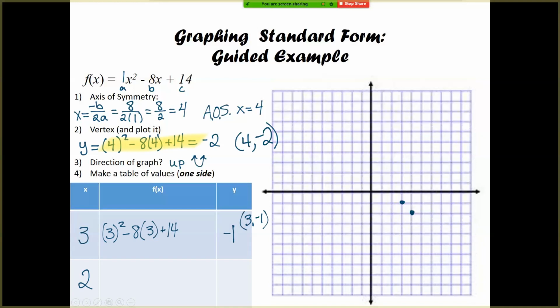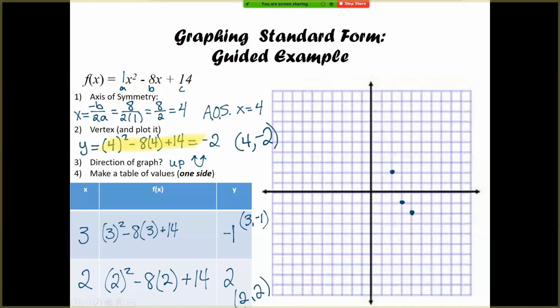Then I'm going to do the same thing with my x value of 2. Again, if I have a calculator that I can just edit things in, I would just edit it instead of typing it all in again. If you're typing it all in again, this is what I would type in. So 2 squared minus 8 times 2 plus 14. You're going to hit equals. That should give you a value of 2. So your ordered pair 2, 2.